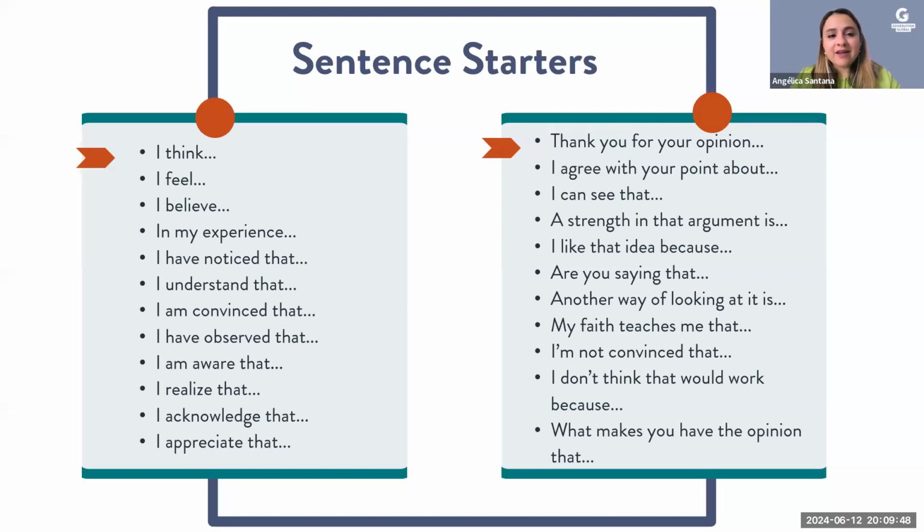Now, these are some sentence starters that you can either print or make visible in the classroom, where it is helpful because in this sense, you're practicing I statements. So the students can begin the conversation by saying, I think, I feel, I have observed, I'm not convinced, my faith teaches me, or even if they're trying to clarify, are you saying that?